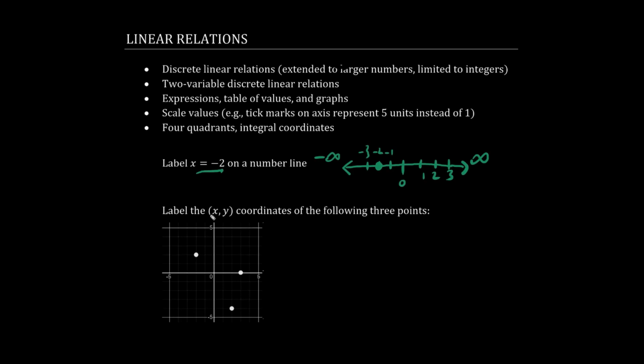Now let's label the xy coordinates for these 3 points. So this is the Cartesian xy plane. This is the y-axis. And this is called the x-axis. The origin, 0, 0, is in the middle.